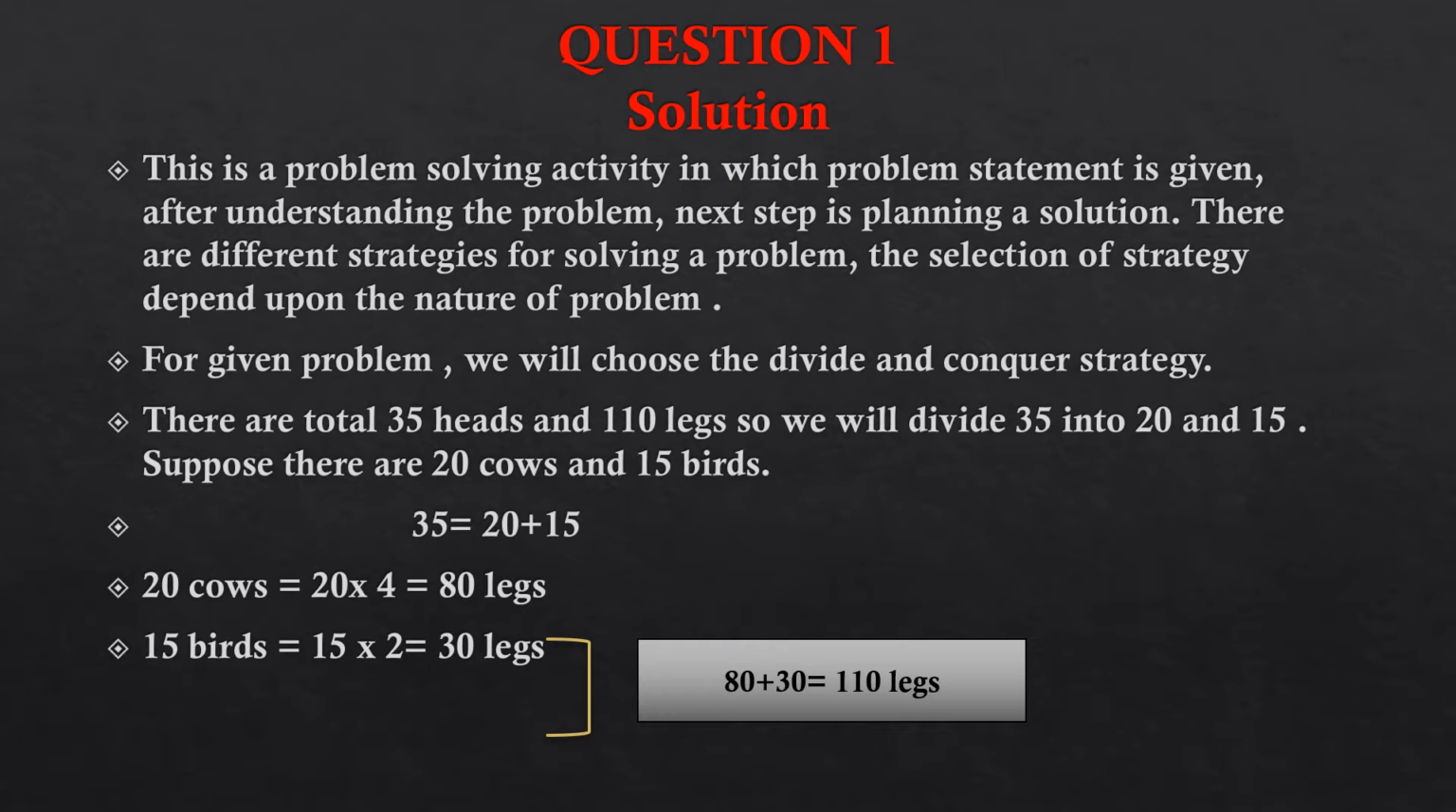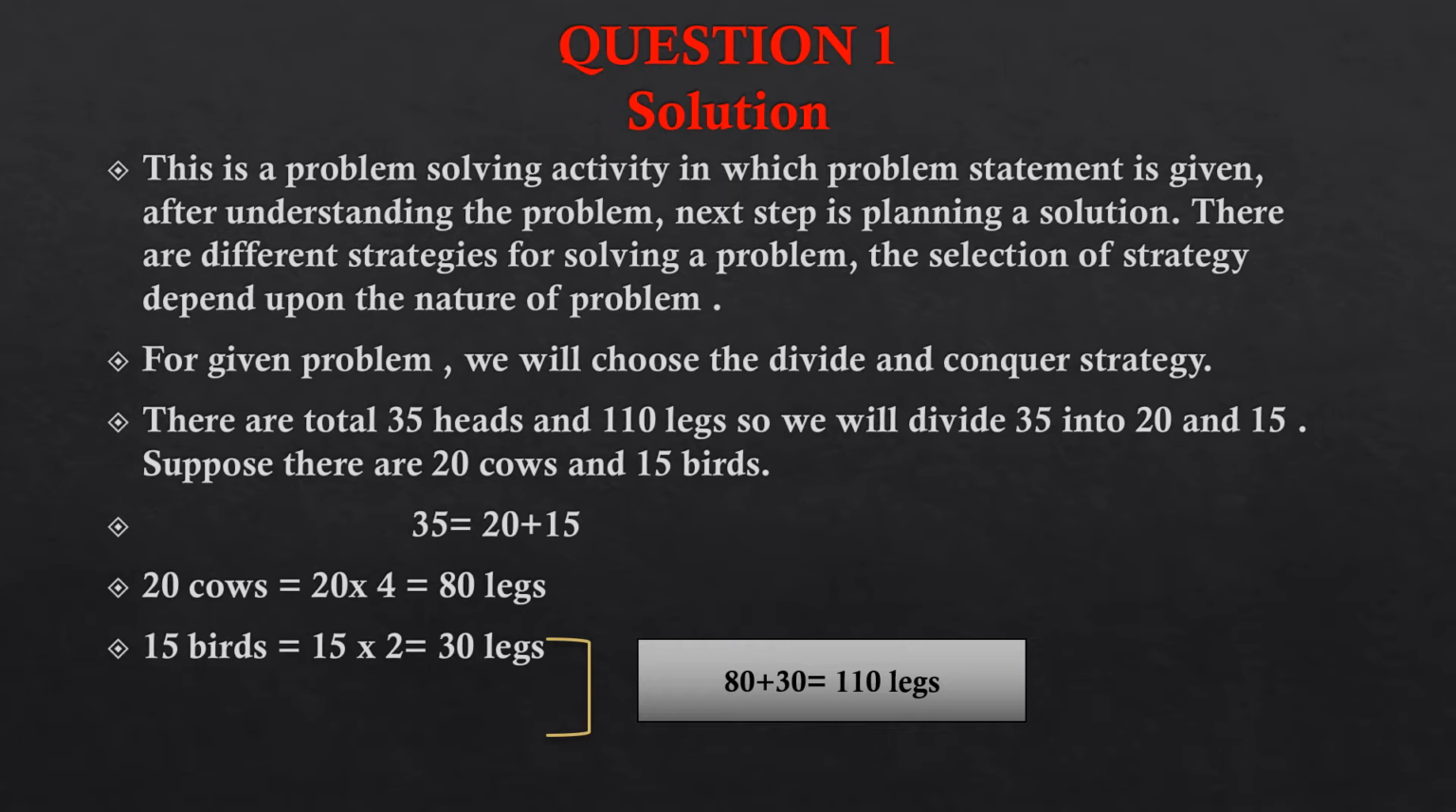So this is a problem solving activity in which a problem statement is given. After understanding the problem statement completely, the next step is planning a solution. There are different strategies for solving a problem. As we know, a problem has multiple solutions. Depending upon the problem, we select the strategy. The selection of strategy depends upon the nature of the problem. For the given problem, we will choose the divide and conquer strategy.